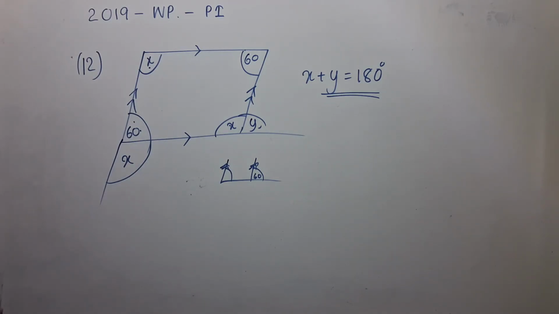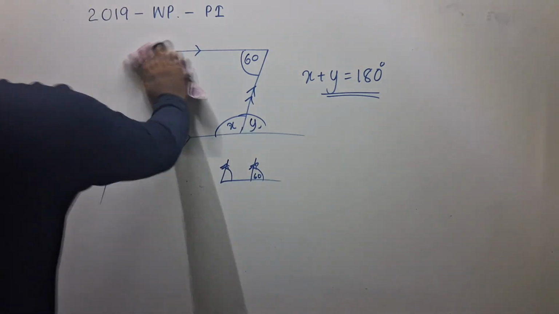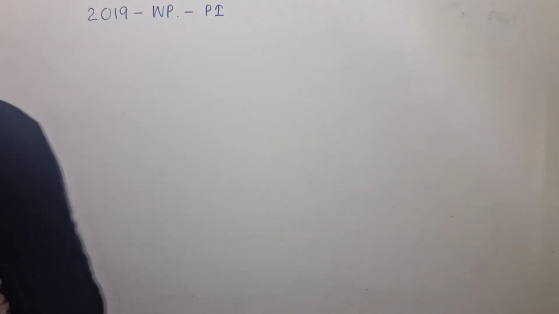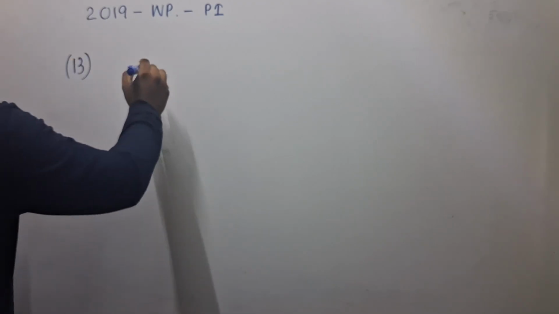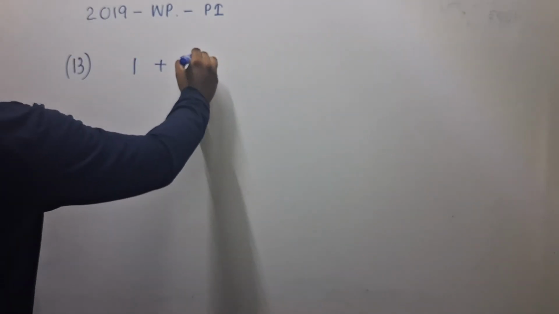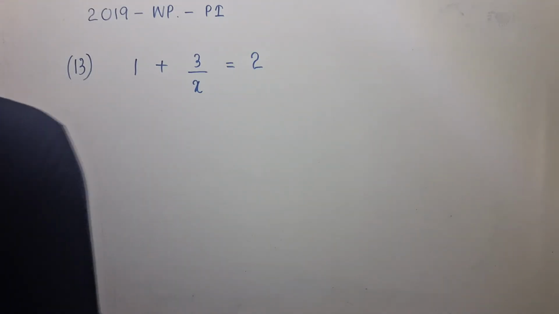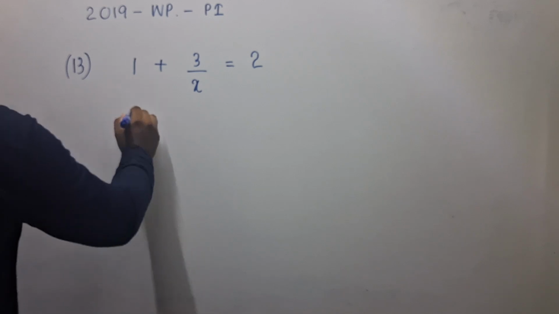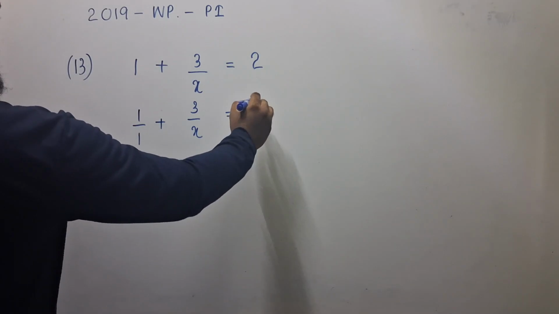Next question. Solve. I will teach you two methods to solve. First method. 1 plus 3 over x equals 2. In the first method, you do like this. This one is 1 over 1, and this is 3 over x equals 2.